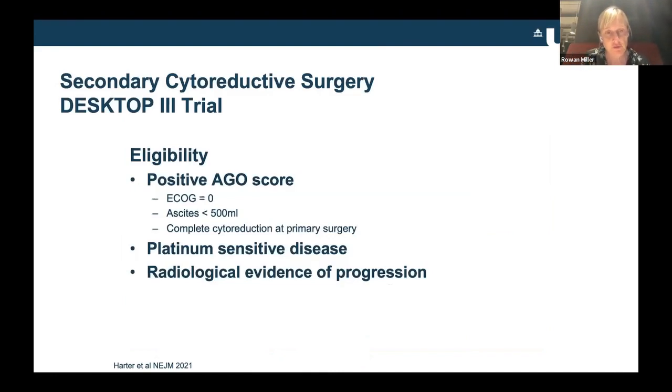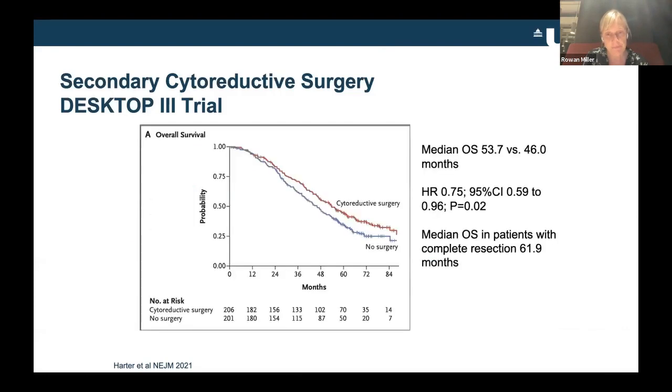To be suitable for this trial, you had to have a positive AGO score, and that means performance status 0, so not even 1, very good performance status. Minimal ascites, estimated to be less than 500 mils, or no ascites. And importantly, at the time of primary surgery, you had to have had complete macroscopic removal. Platinum sensitive disease, so there had to be 6 months, but the majority of patients on the trial had over a year since their last chemotherapy. And obviously they had to have evidence of progression. And here what we see is the overall survival.